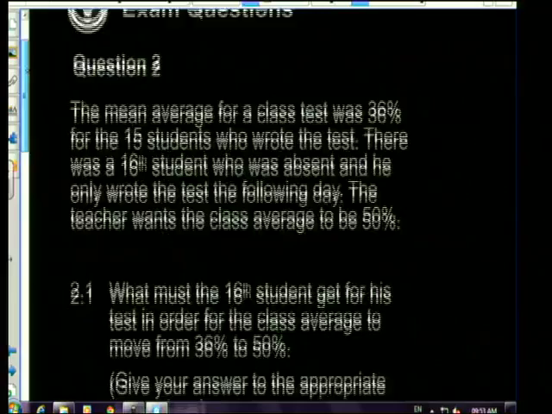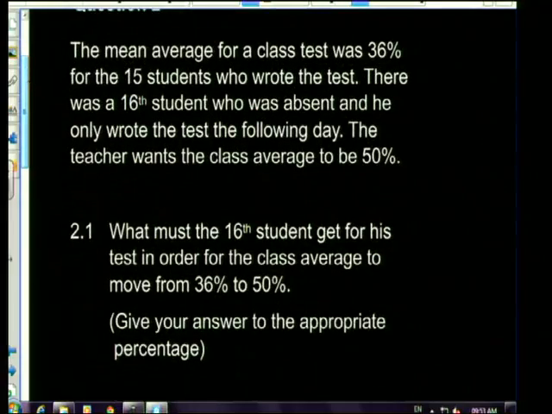The mean average for a class test was 36% for the 15 students who wrote the test. There was a 16th student who was absent, and he only wrote the test the following day. The teacher wants the class average to be 50%. What must that 16th student get for his test in order for the class average to move from 36% to 50%? Give your answer to the appropriate percentage.